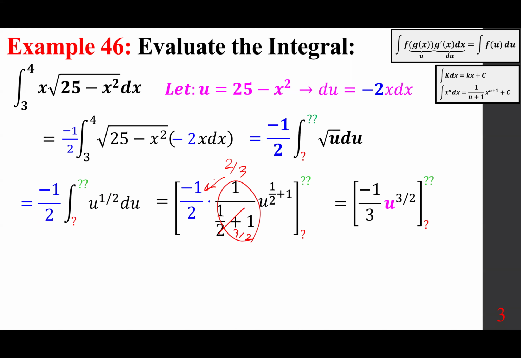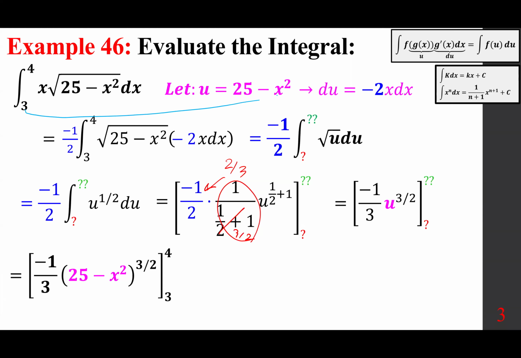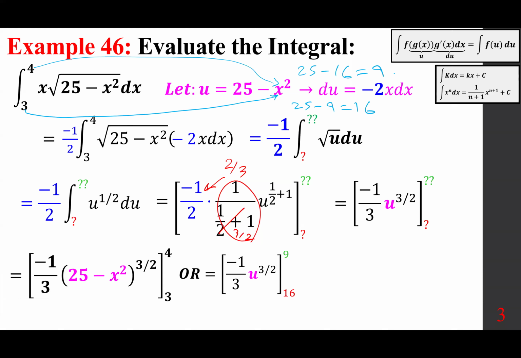Now, what about the limits? Let's go back to the original. Let's reverse the substitution and go back to the original limits. That's one way to do it, and you can evaluate. Or, if you plug in 3 here, 3 squared is 9. So 25 minus 9 is 16. If you plug in 4 here, 4 squared is 16. 25 minus 16 is 9. So we can work with those.